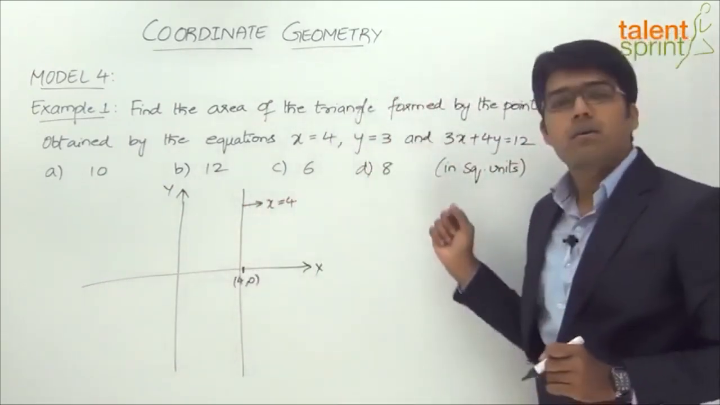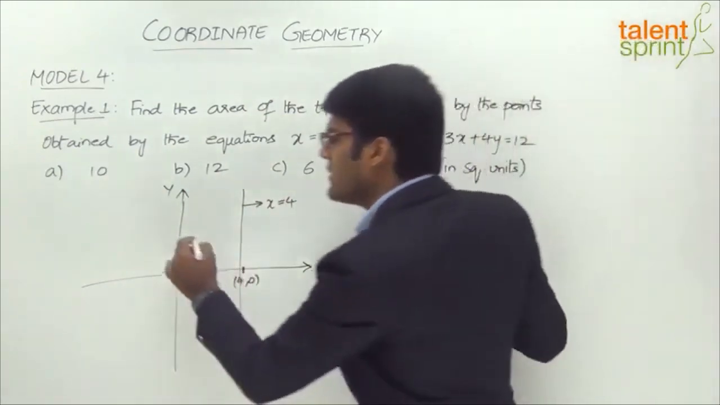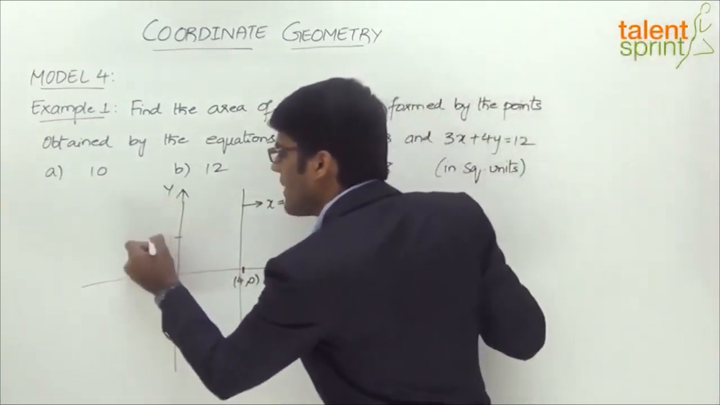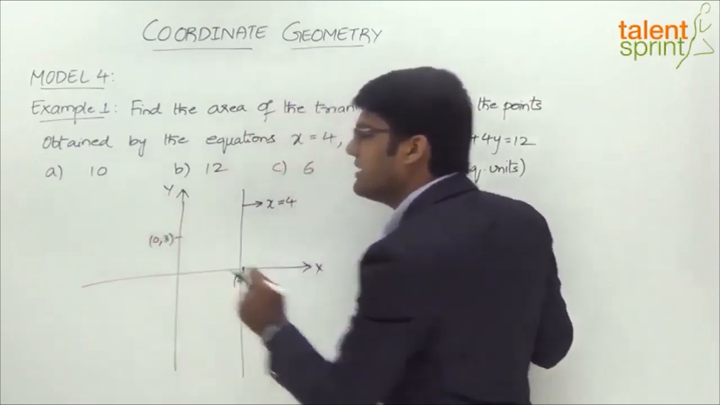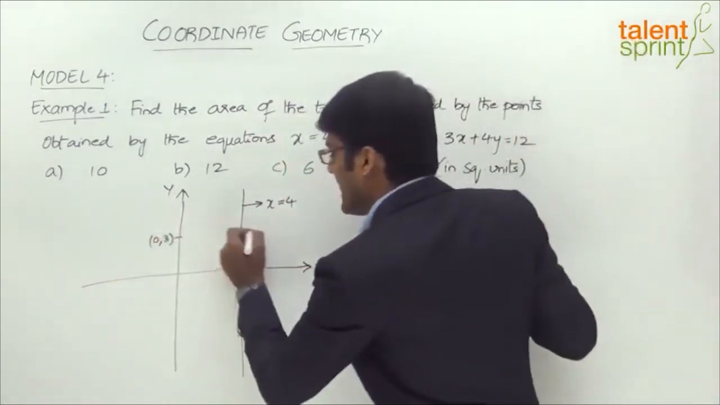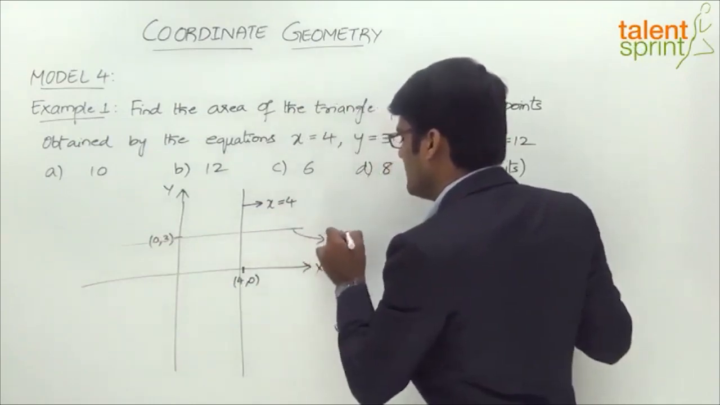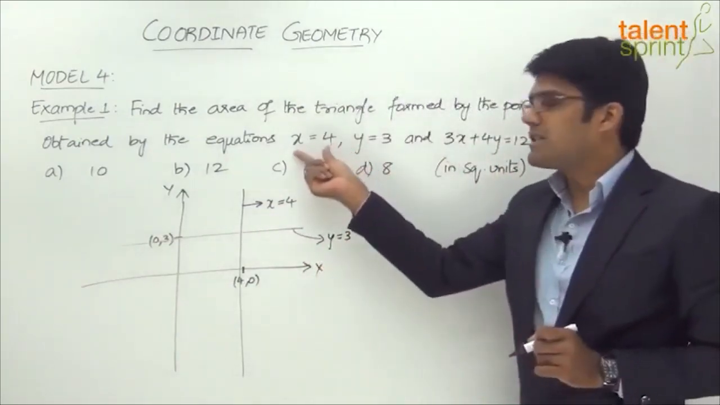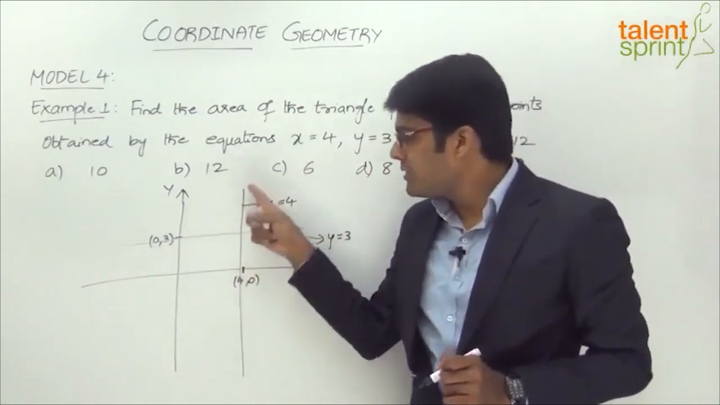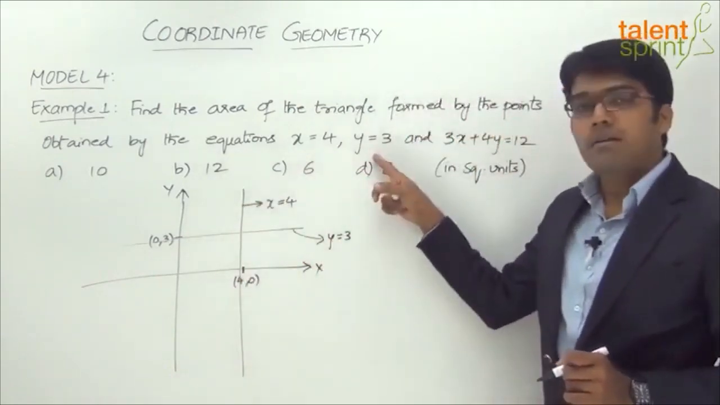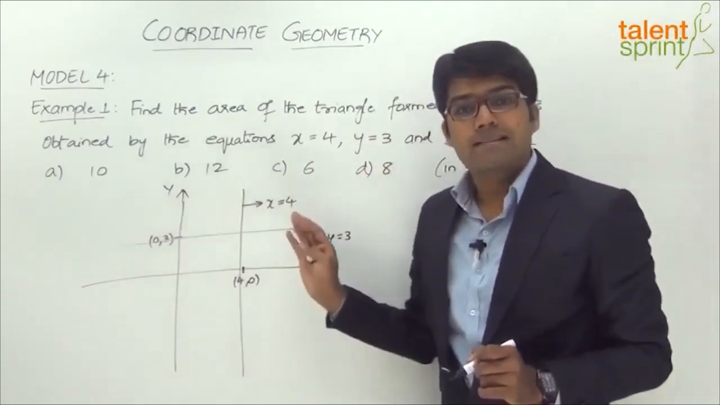What's the other line? y = 3. Draw y = 3. Let's say this is 3. If y is 3, x would be 0, so the point here is (0, 3). This line would be parallel to the x-axis, so this line is y = 3. One equation, x = 4, has given us a line parallel to the y-axis. The other equation, y = 3, has given us a line parallel to the x-axis.